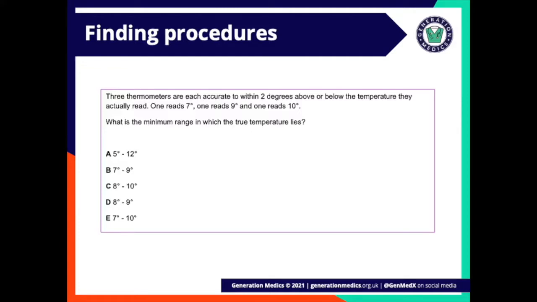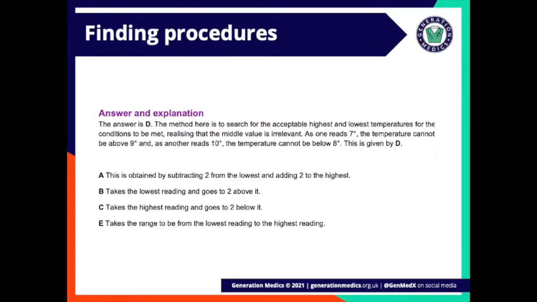Finding procedures. There is an example of one of these types of question on the screen now for you to pause and have a go at. The answer is D. There's an explanation on the screen now for you to look at if you didn't get it.